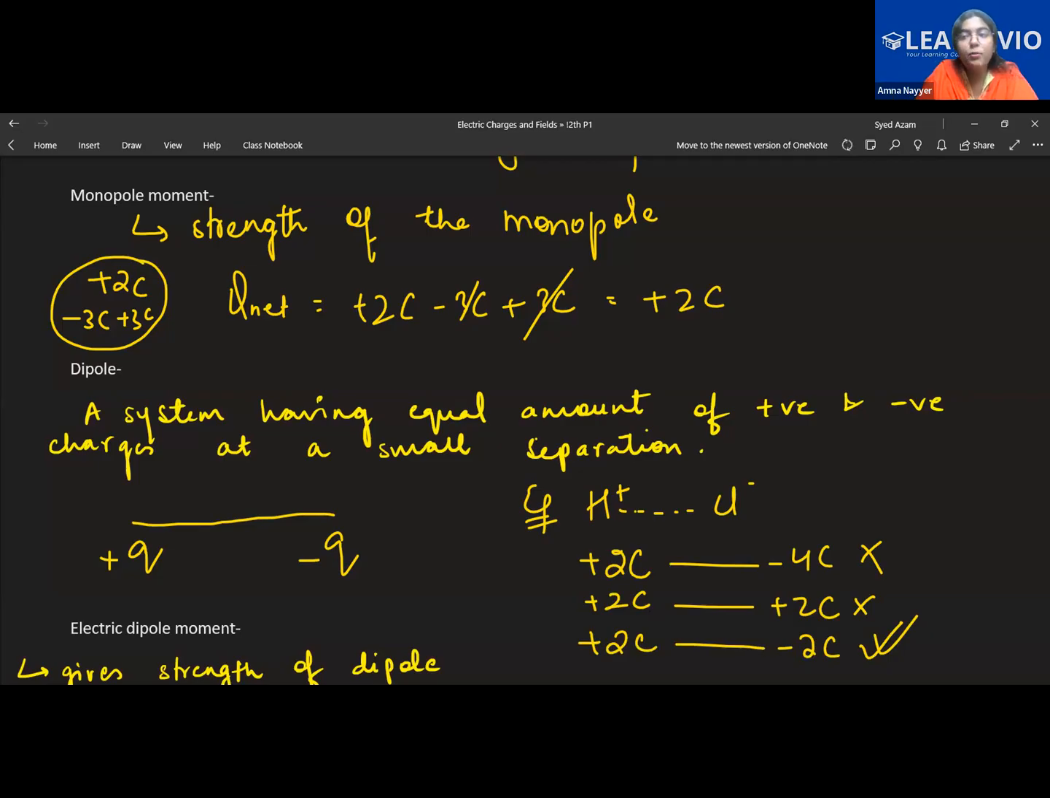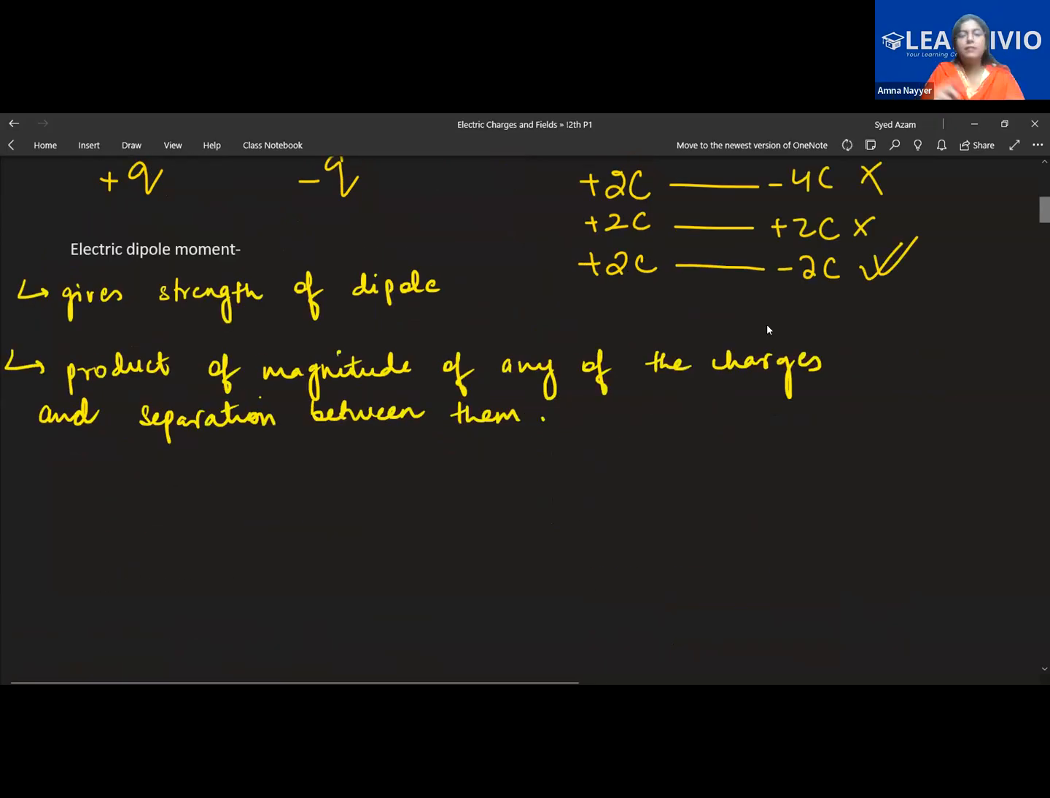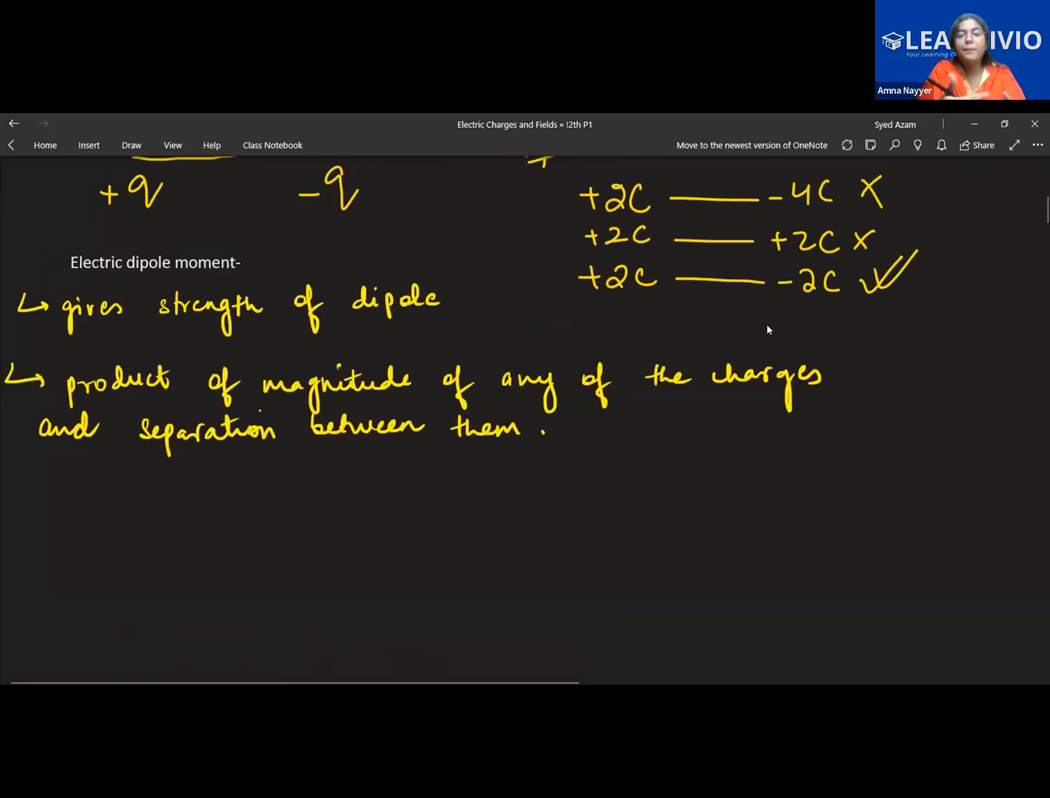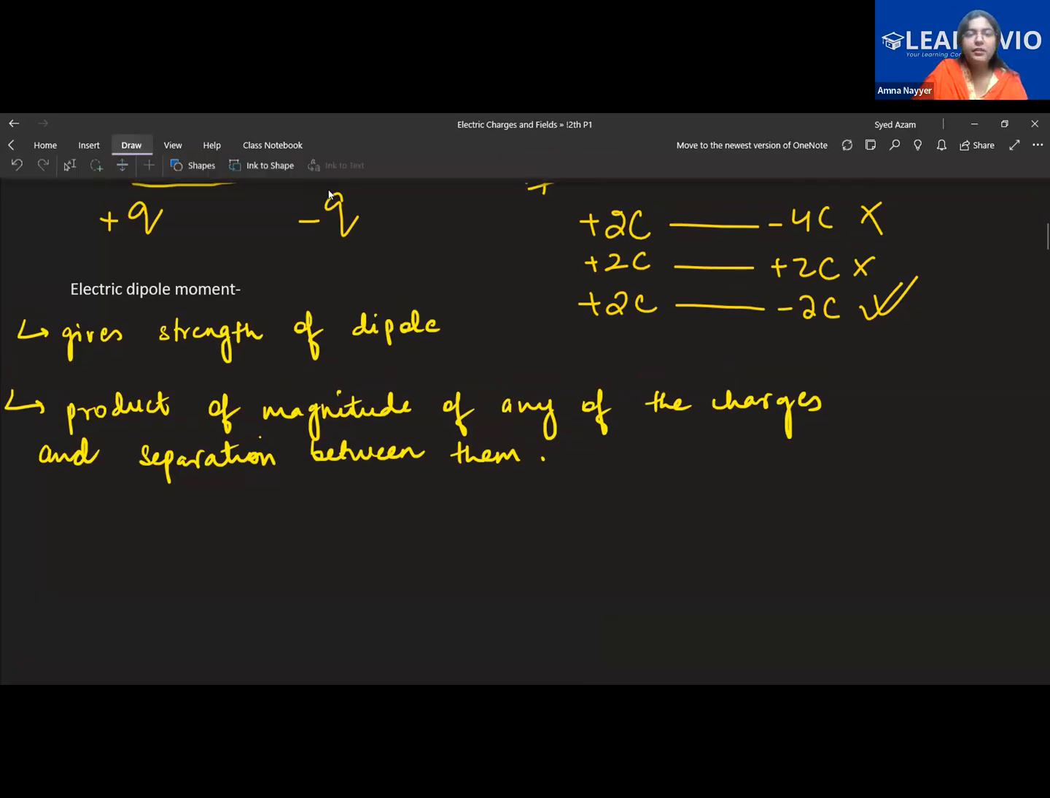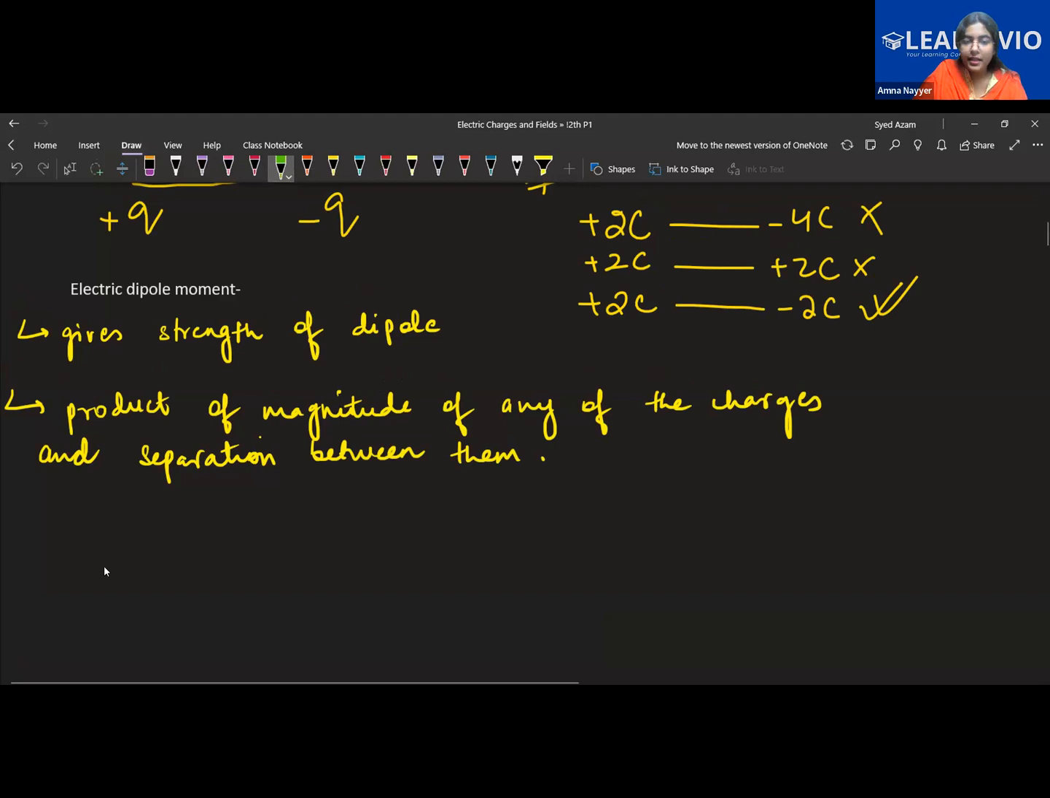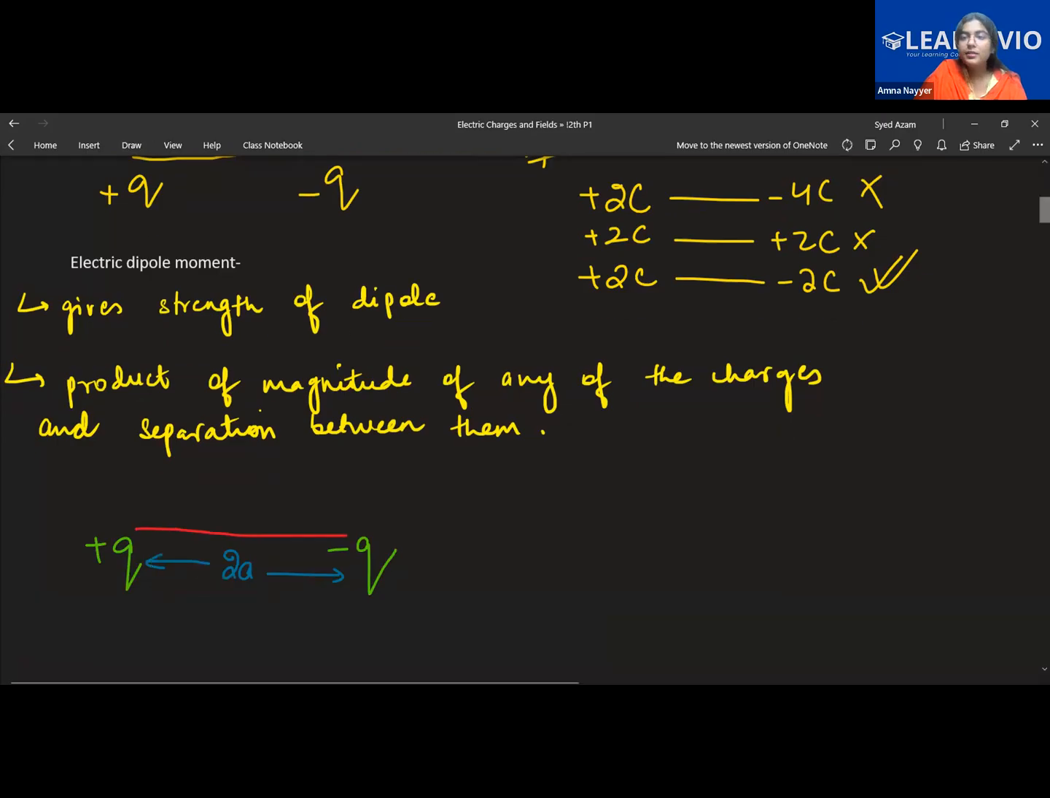Now, when we come to dipole moment, like your monopole moment, dipole moment means the strength of the dipole. How can you calculate the value of this dipole? The formula is very simple. First, you need to understand how the system is made. Remember, plus Q and minus Q are present, and they are separated by a distance that we consider as 2a. 2a does not mean you are doubling their separation. 2a means you are taking the separation between the charges.